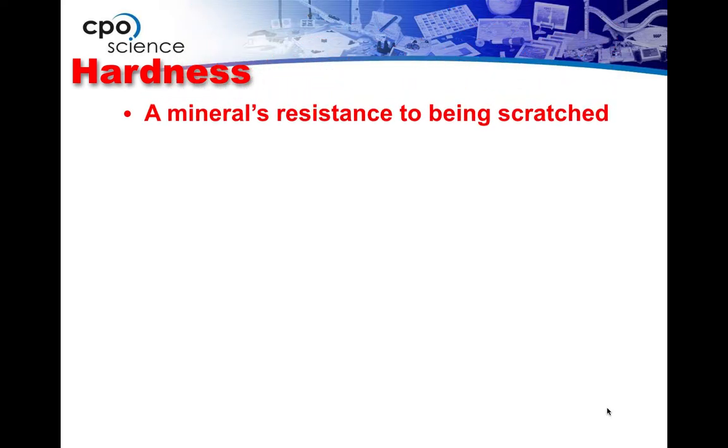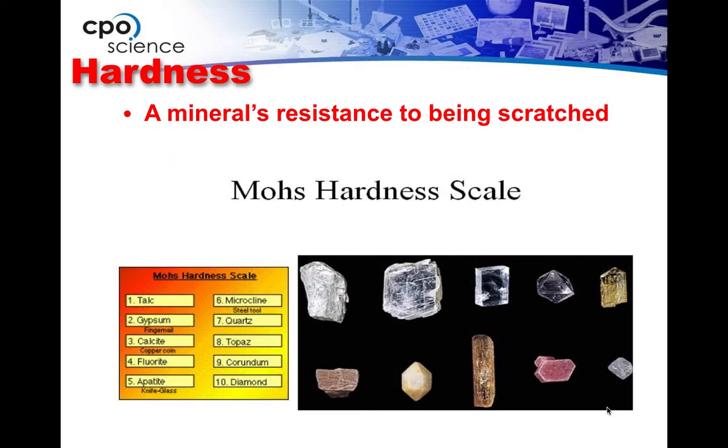Hardness of a mineral is really what its name implies. Hardness is a mineral's resistance to being scratched. So if a mineral is harder to scratch, it's going to be harder. What we use in geology is called the Mohs hardness scale. It goes from 1 to 10. The softest minerals are going to be 1, and the hardest minerals are going to be 10.